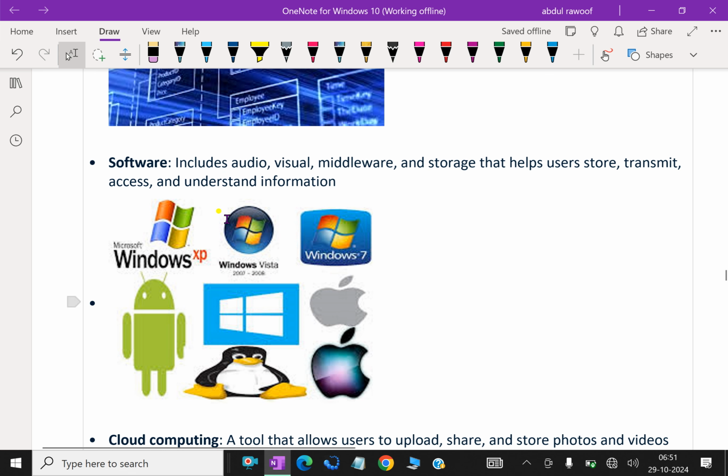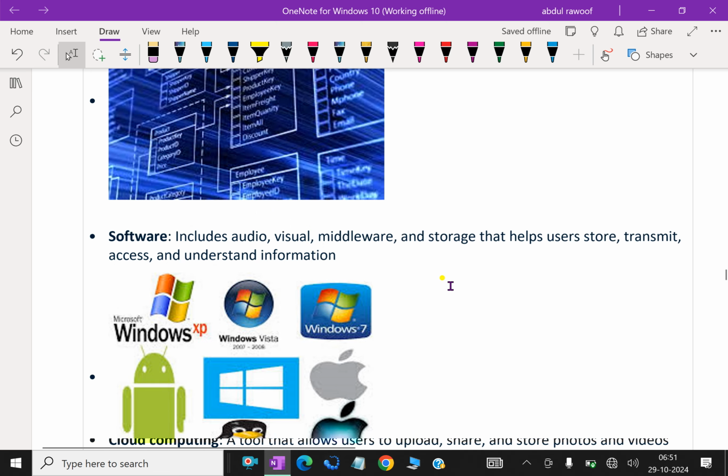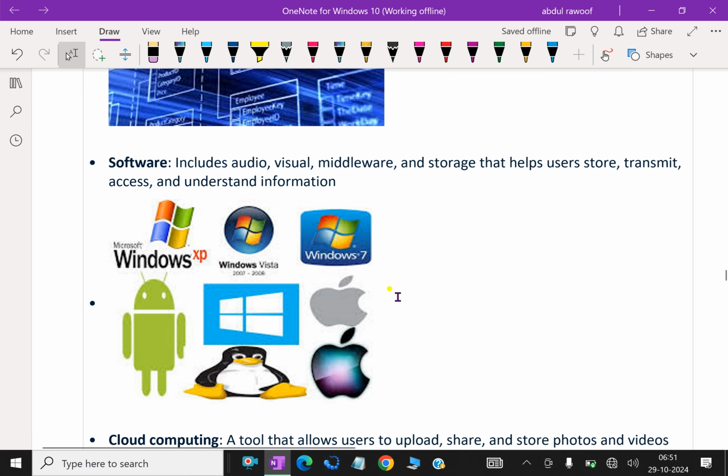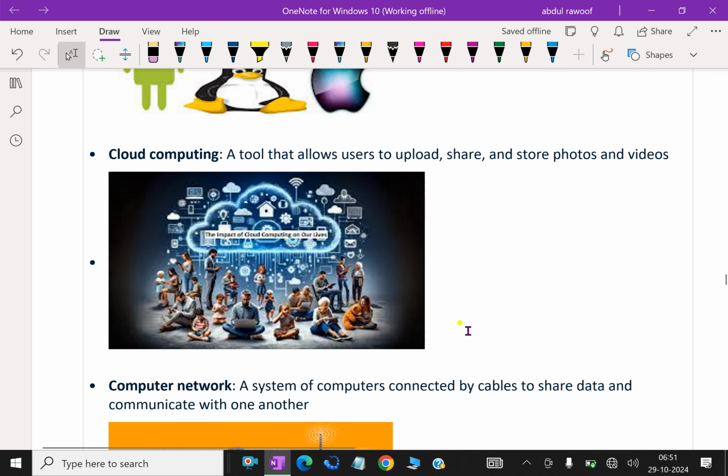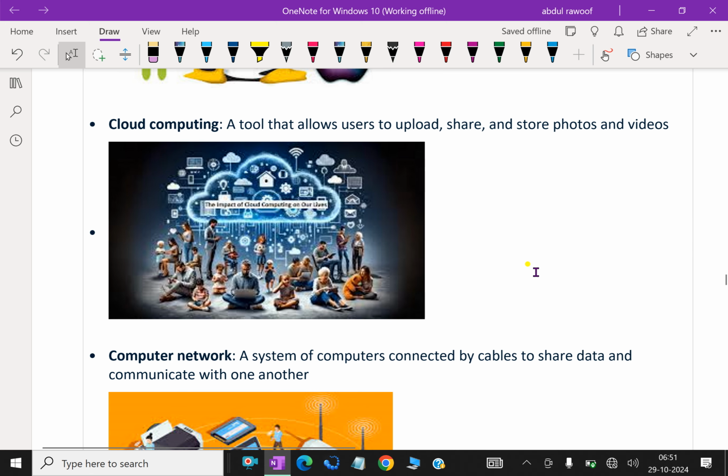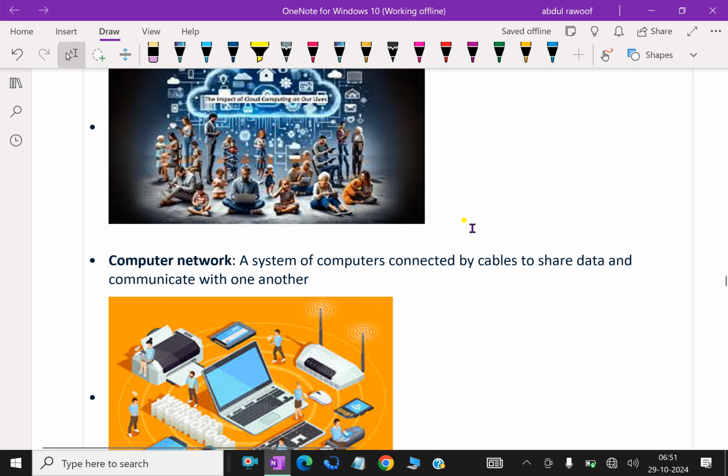Software includes audio, visual, middleware, and storage that helps users store, transmit, access, and understand information. These are some important software. Cloud computing. What does it mean? A tool that allows users to upload, share, and store photos and videos. These are cloud computing systems.